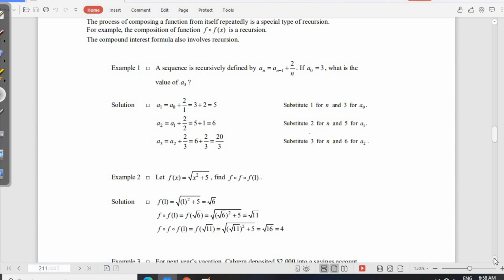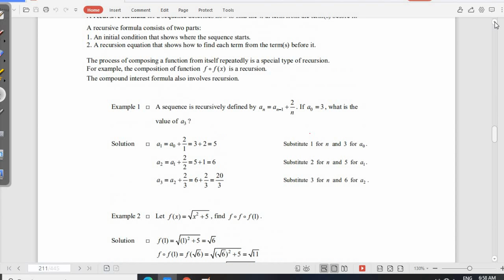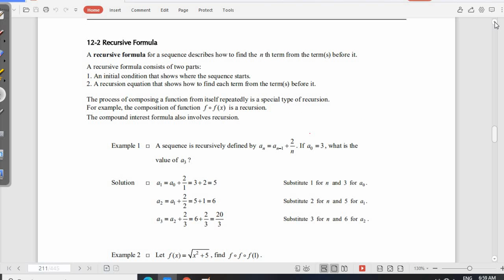Okay, so when it comes to a recursive formula for a sequence, it describes how to find the nth term from the terms before it. A recursive formula consists of two parts: an initial condition that shows where the sequence starts, and a recursion equation that shows how to find each term from the terms before it. We'll be looking at that while solving.